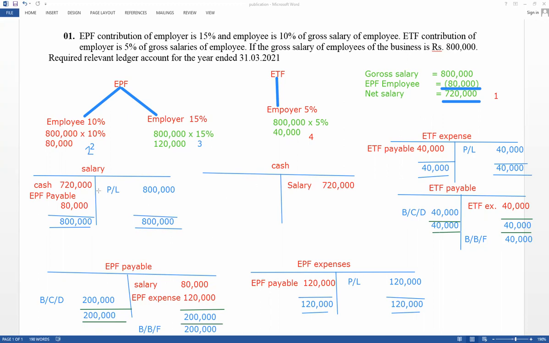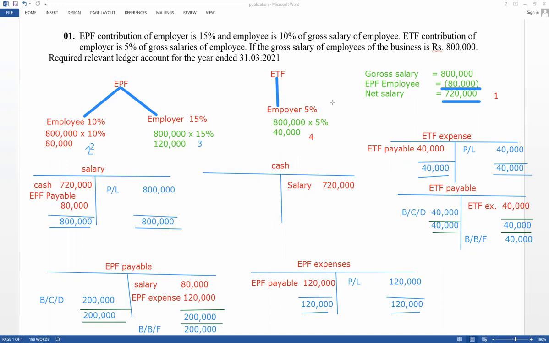Cash account credit, salary account debit. Think about step number 1. Then contribution of employee, part of salary, salary account debit, EPF payable account credit. After that, contribution of employer for EPF, it is another expense, cannot be deducted from salary, EPF expense account debit, EPF payable account credit. And ETF also, only the employer gives their contribution, another expense, not part of salary, ETF expense account debit, ETF payable account credit. Therefore, normally 4 steps should be applied. If it has not been given in the trial balance, it means those are not recorded. This is the way you have to record EPF and ETF adjustment.